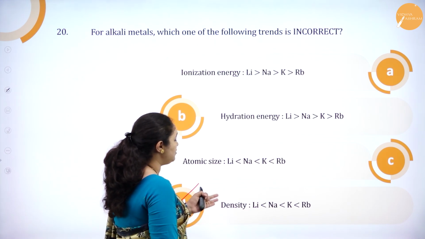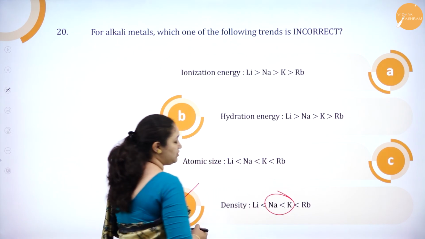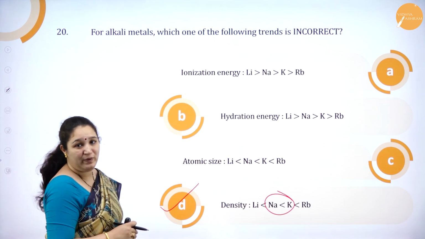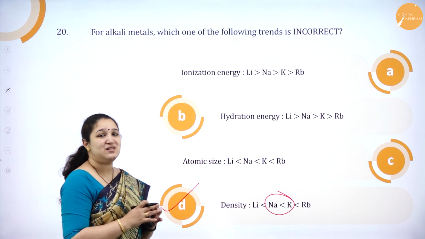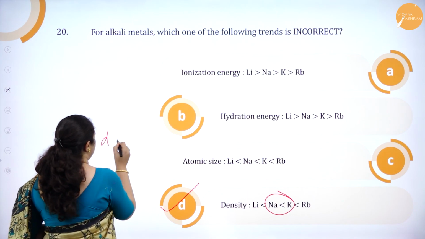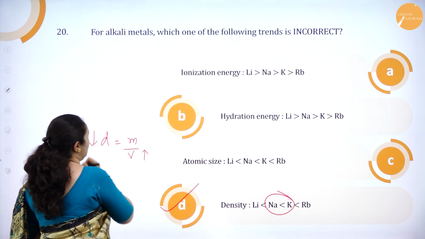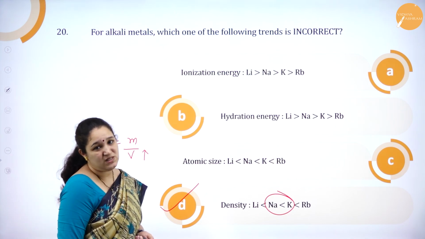Density: lithium, sodium, potassium, rubidium is given. Here is the change. It is lithium, potassium, sodium and rubidium. Potassium is lighter than sodium. Why? Because there is a sudden increase in the size, and we know that density is mass by volume. Volume suddenly increases, so density will decrease. So, of course, option D is the one which is wrong.